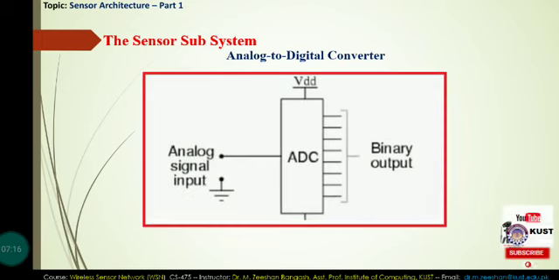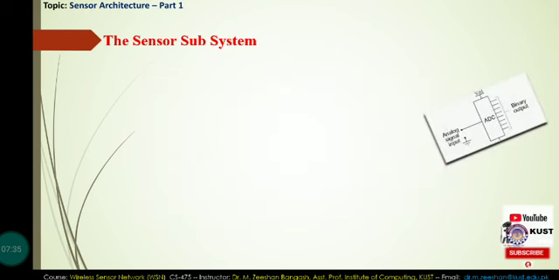So the figure shows that we have some analog signals, as we have discussed, and then there is an analog to digital converter. Why we need that, we have already discussed, and then this converter converts it into a binary output. Now again, about this analog to digital converter.